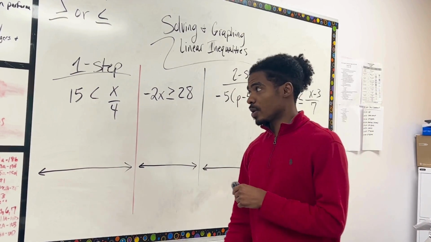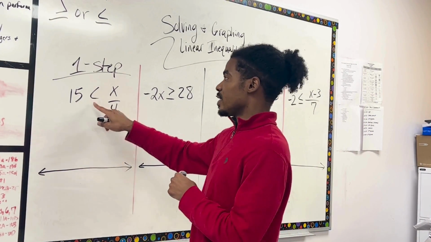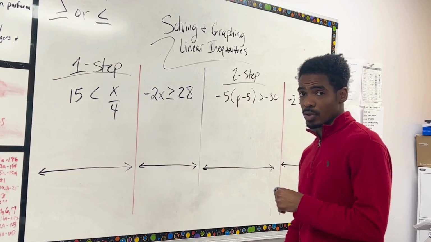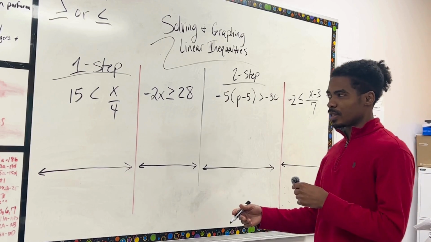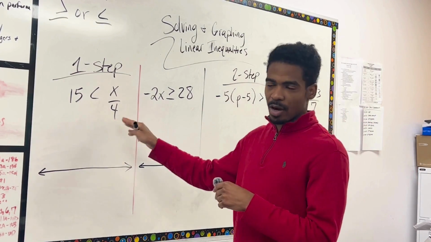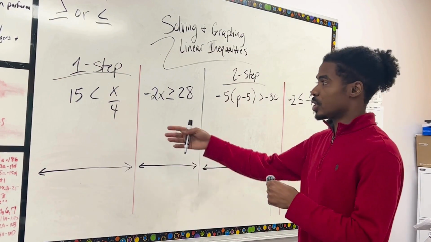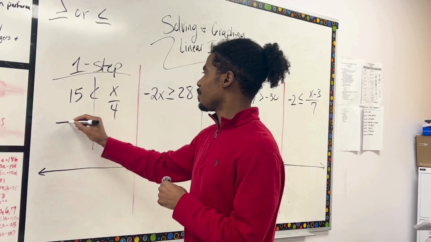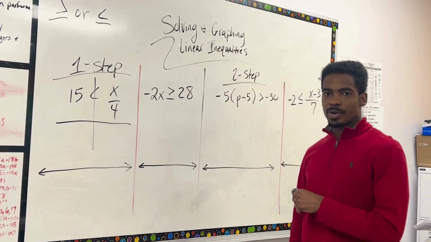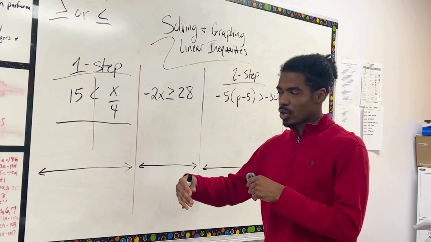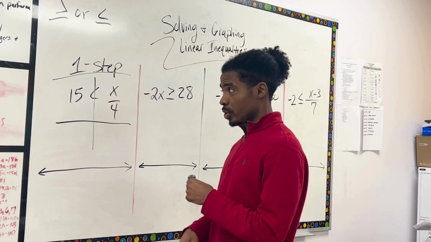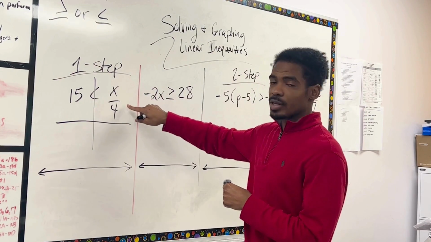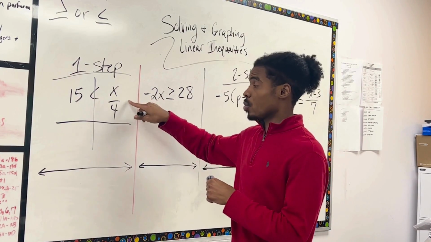Okay, so for this first one, it says 15 is less than x over 4. Okay, so when I'm looking at this, nothing can be simplified, right? Thinking of it similar to how we do with solving equations. So we can go ahead and make our four-way stop. Okay, so remember, our first quadrant that we'll start in is wherever our variable is. So since our variable is here, this will be considered our first quadrant.